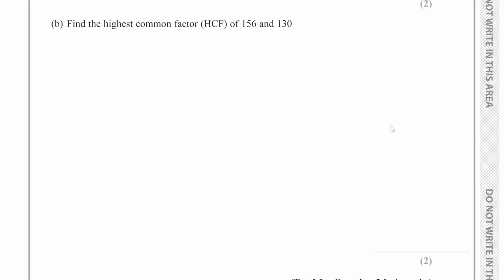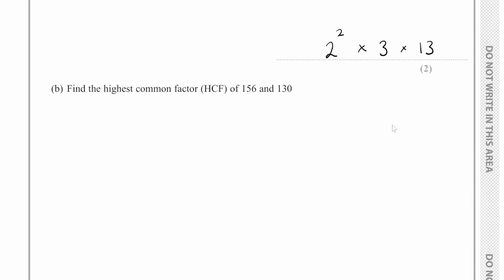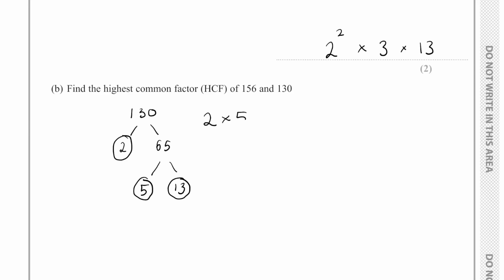Part B, find the highest common factor of 156 and 130. We already have 156 as a product of its prime factors. So let's do the same with 130. It is 2 times 65. 2 is prime. And 65 is 5 13s. And they are both prime. So we've got 130 as 2 times 5 times 13.